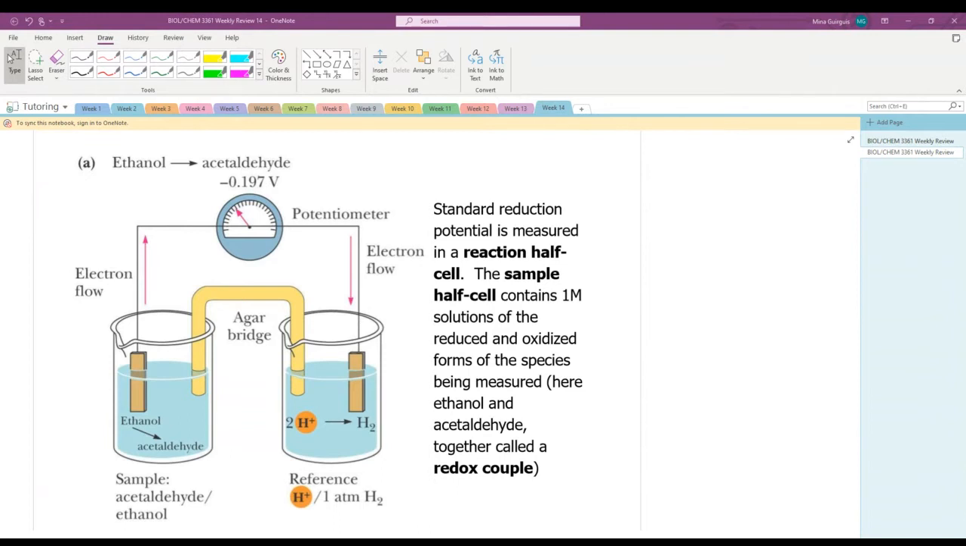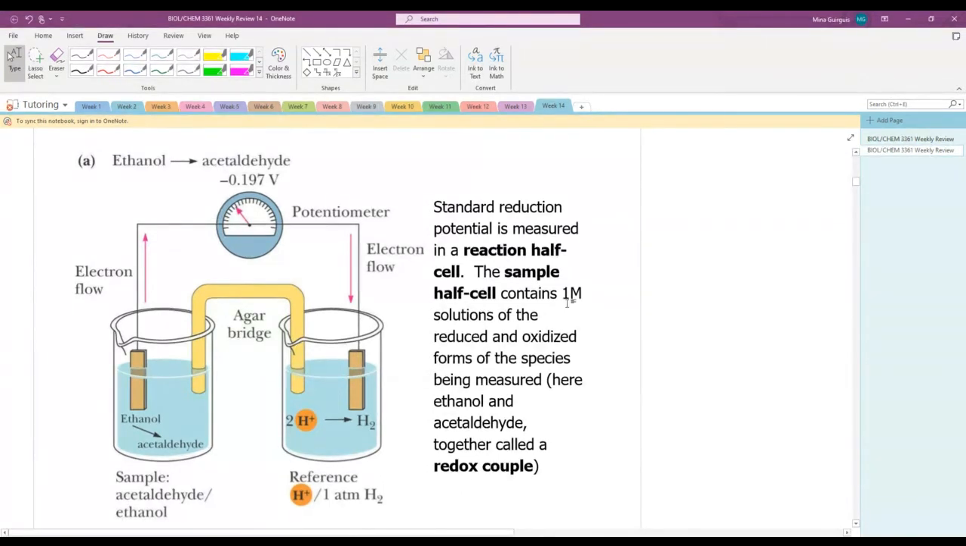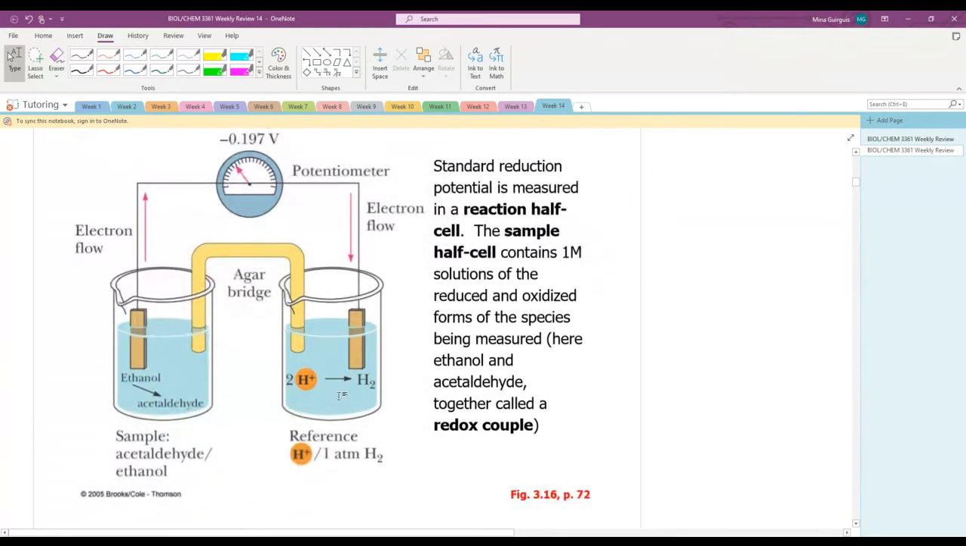So this is a great example of ethanol being converted into acetaldehyde, and this is also a great example of what's called a voltaic cell or a galvanic cell. So standard reduction potential is measured in the reaction half cell. The sample half cell contains 1 molar solutions of the reduced and oxidized form of the species being measured. Okay, so let's talk about this in depth.